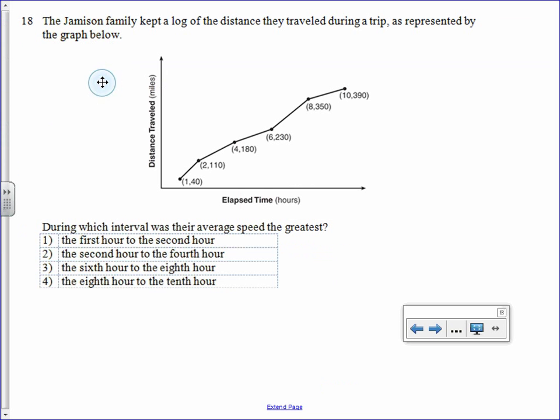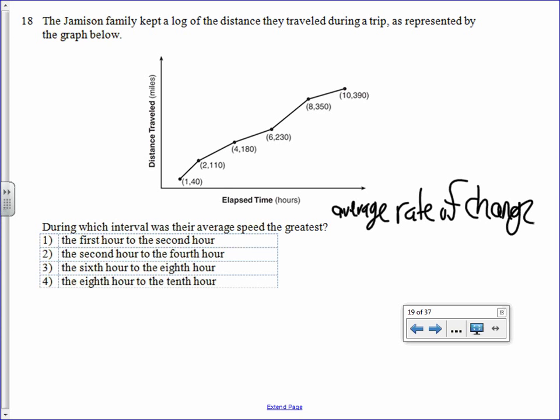During which interval was their average speed the greatest? Average speed, average rate of change. Average rate of change is the slope. So, which one has the greatest slope? This one right here, from 6 to 8.